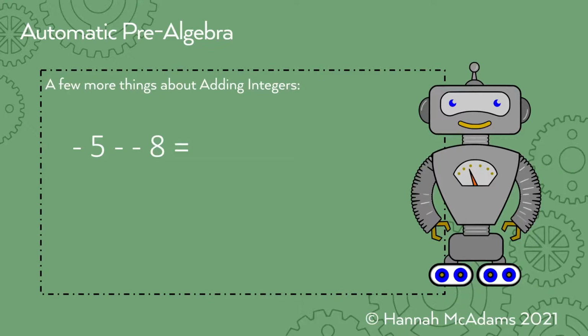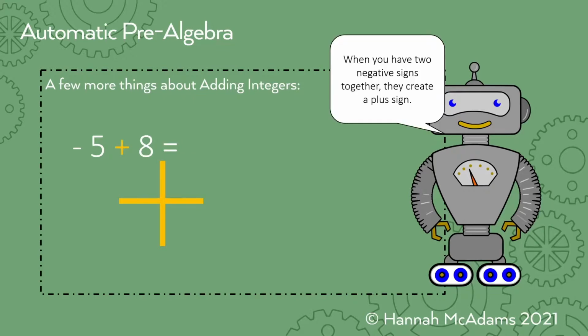Now this is also new. Here we have -5 minus a -8. We talked about it when we were studying, but I want you to see what this is. We have two minus signs right together. Now watch. I can take the second one, flip it, and move it over, and look, it becomes a plus sign. When you have two negative signs together, they create a plus sign.